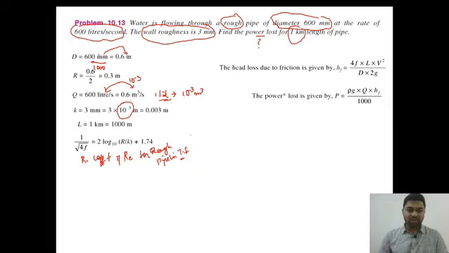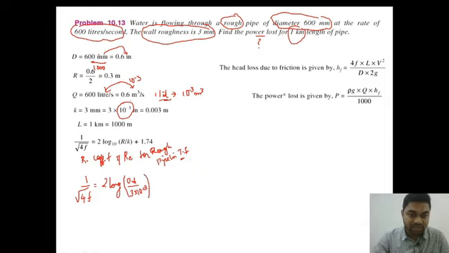So first of all, let us find out the value of coefficient of friction. It is given by 1 by under root 4f is equal to 2 log r by k to the base 10 plus 1.74. What is the value of r? The value of r is 0.3. What is the value of k? k is our wall roughness, 3 into 10 to the power of minus 3.